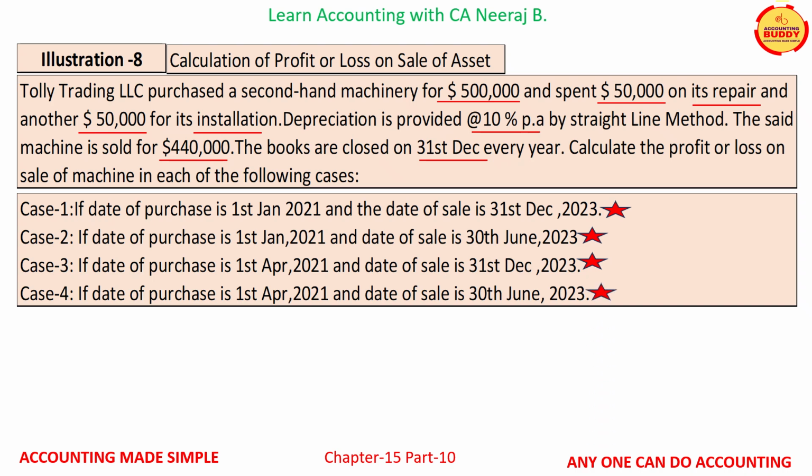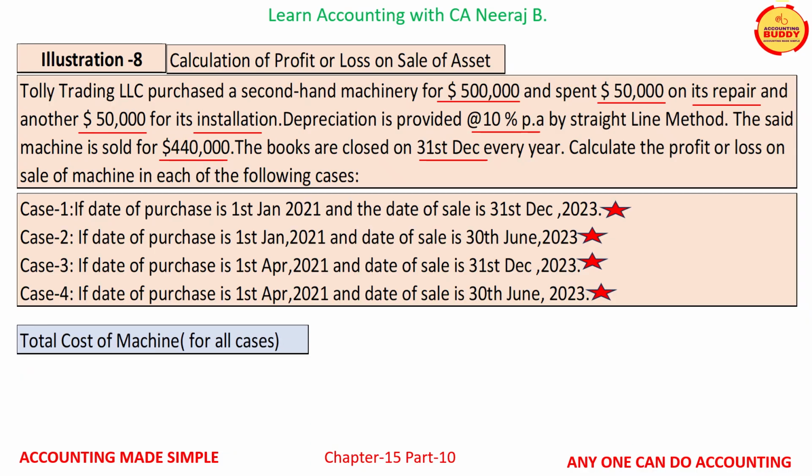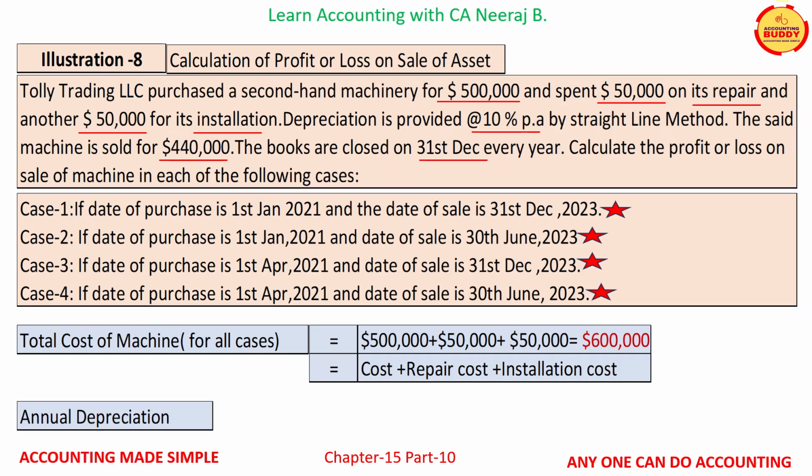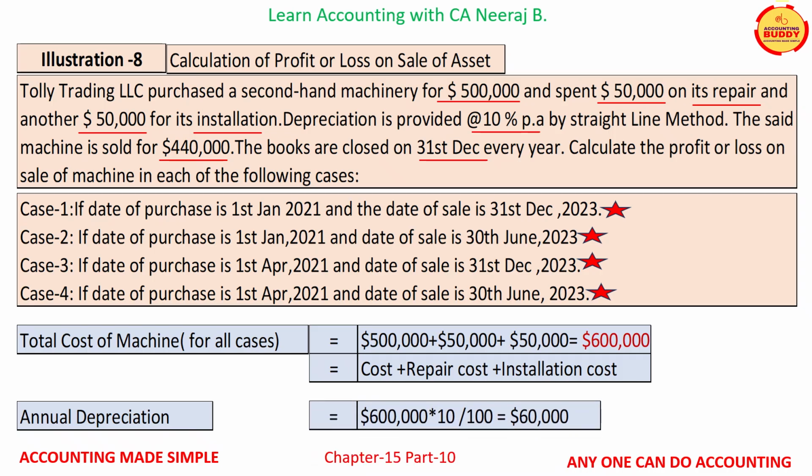And case 4, if the date of purchase is 1st April 21 and the date of sale is 30th June 2023. Let us first calculate the total cost of the machine for all the cases. The total cost of the machine will be $600,000, which is the sum total of the cost of machine, its repair cost and its installation cost. Annual depreciation of the machine at the rate of 10% per annum on the straight line method would be $60,000.